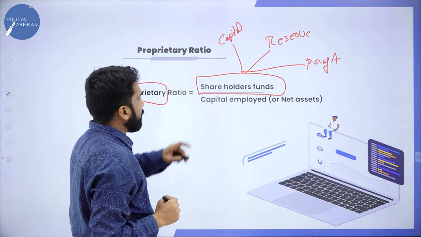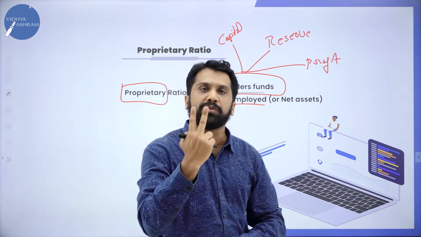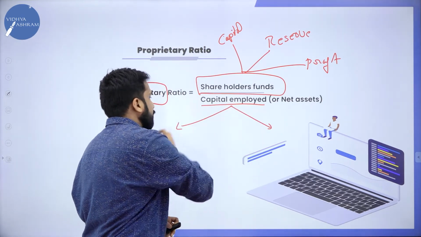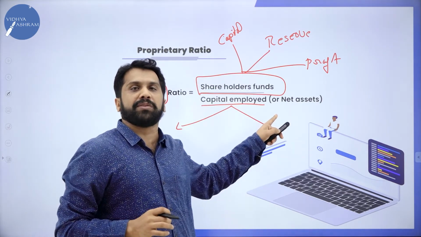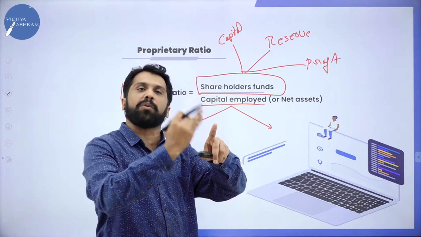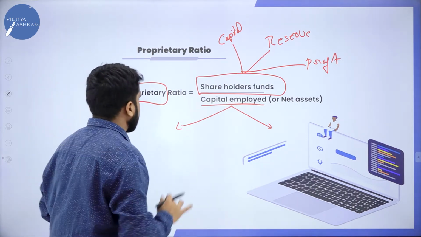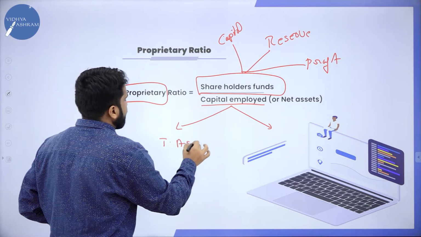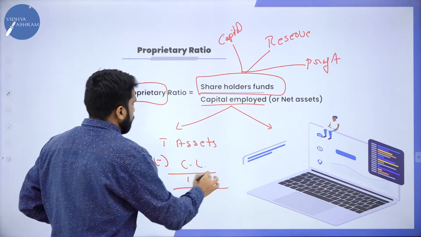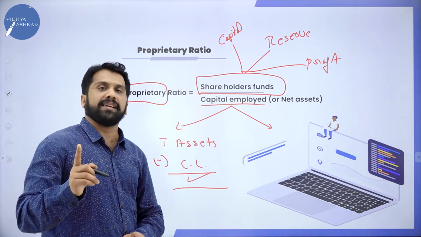Now, the second part, divided by capital employed. For capital employed, we have two calculations. Calculation number 1. If you are familiar with these working notes, the problems are very easy. In the question paper, they will ask you directly, and you just have to do copy, paste work. Now, what is capital employed? Formula number 1: you take total assets minus current liabilities, and you will get your answer. Formula number 1 is total assets minus current liabilities.